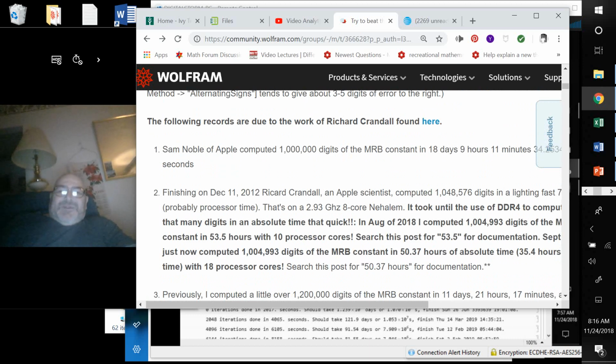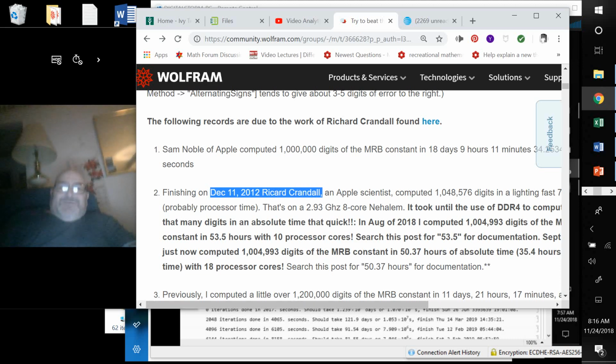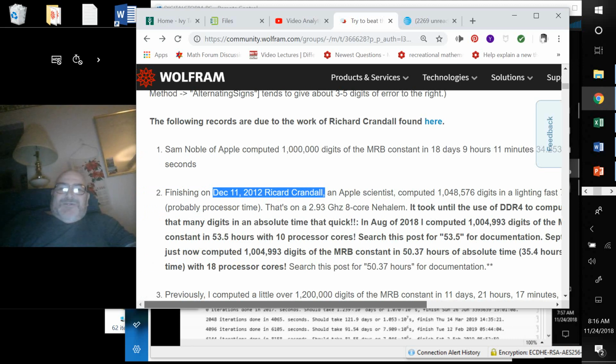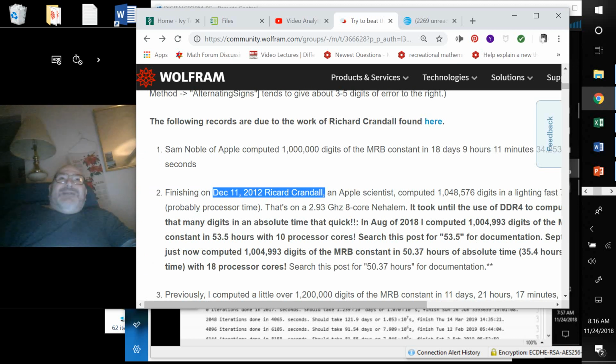Finishing on December the 11th, 2012, Richard Crandall, an Apple scientist, computed over 1 million digits in a lightning fast 76.4 hours. Probably processor time, but still that was impressive.